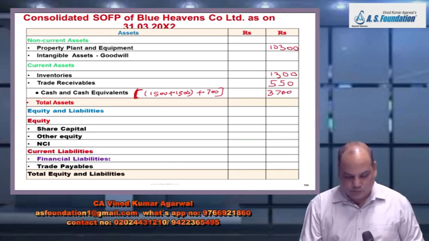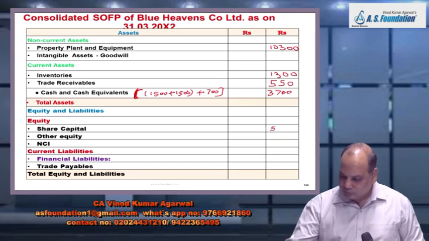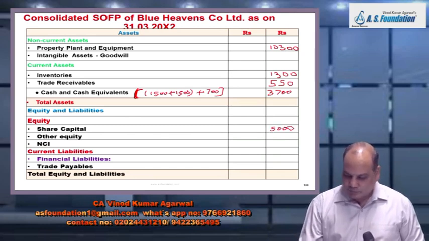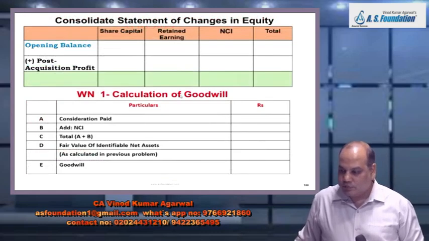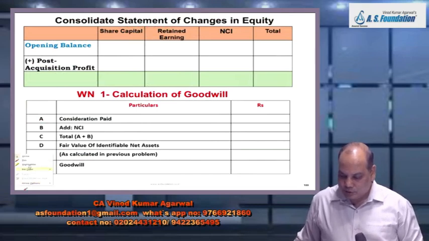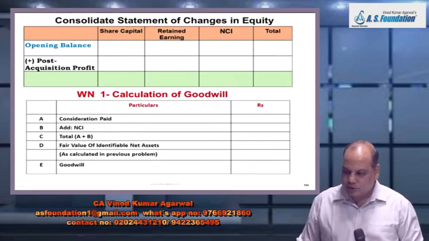Then come to equity. Share capital 5,000. Other equity 10,200. It won't change because this is only the parent. Then NCI we will calculate. Trade payable total was how much? 450. Up to this, any query? Come to this statement of changes in equity. That also complete.